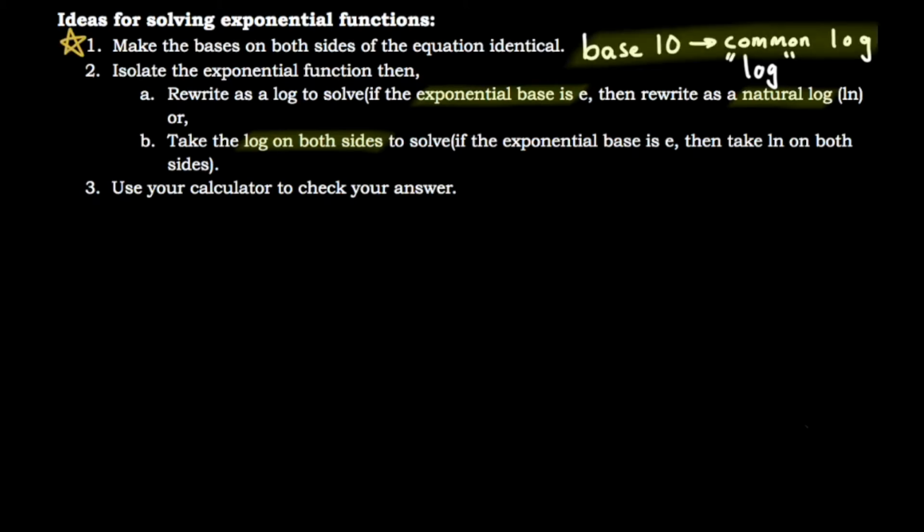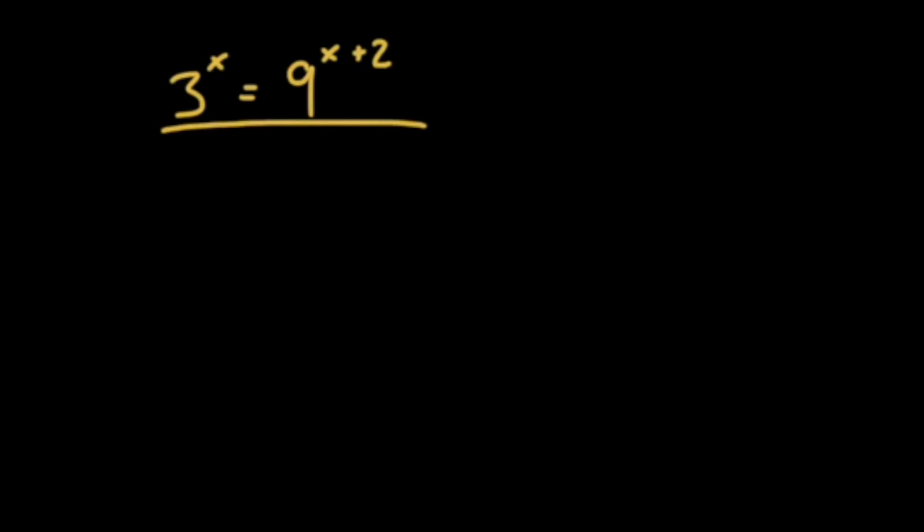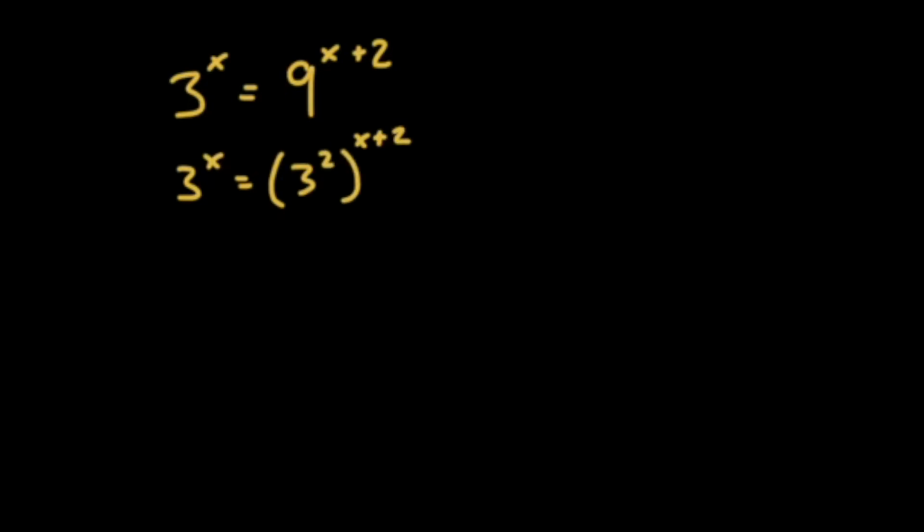In some equations, you're able to make the base the same on both sides, but there aren't any examples of that in these notes, so we're going to write our own. For example, we could have an equation like 3 to the x power equals 9 to the x plus 2 power. And since both sides of this equation can be written in terms of a base of 3, let's do that. I'll leave the left side the same, but we can take 9 and rewrite that as 3 squared, and then keep the x plus 2 power on the outside of the parentheses.